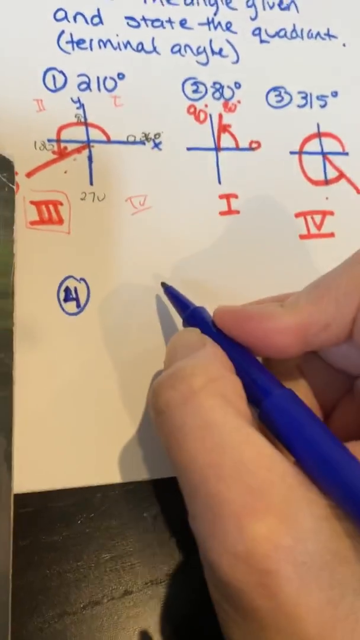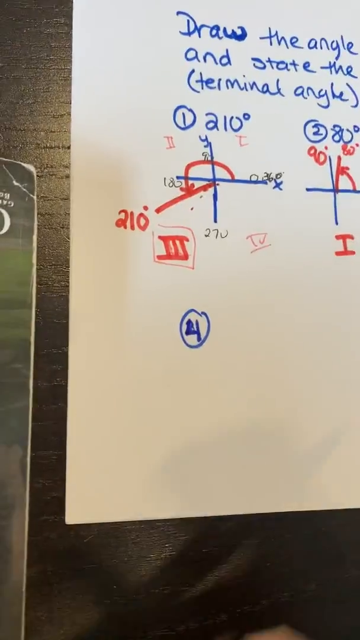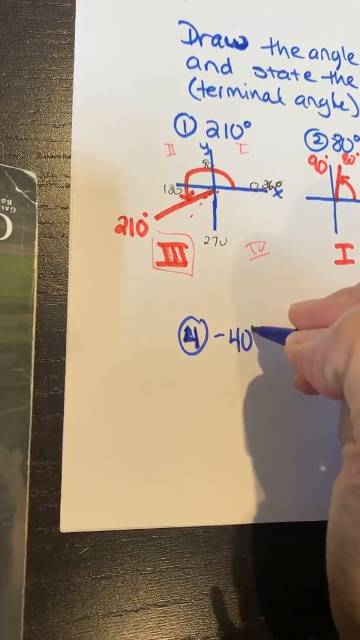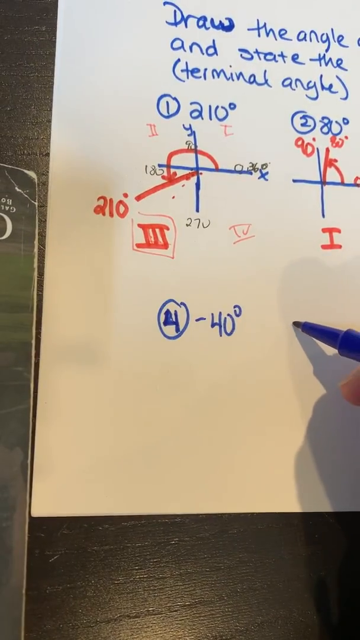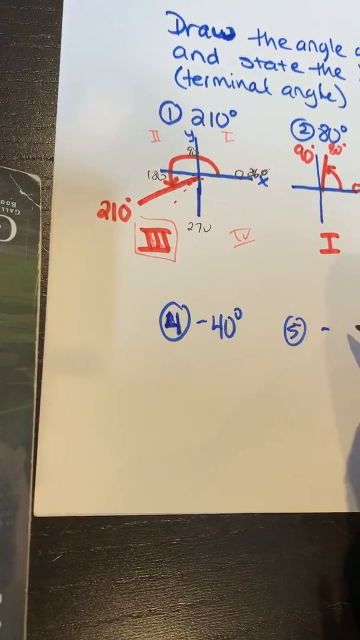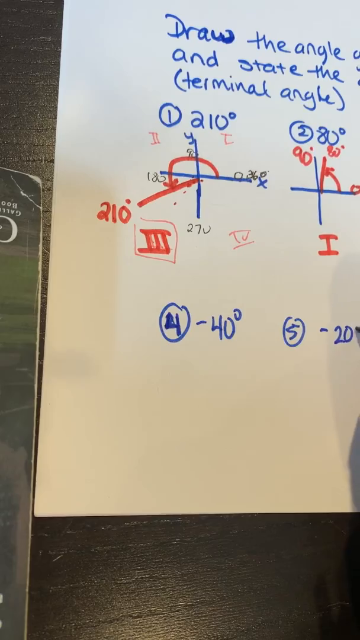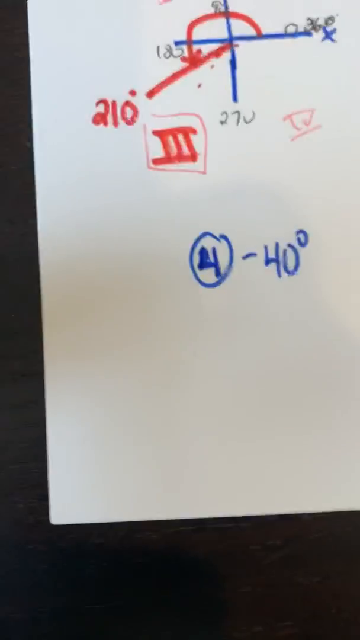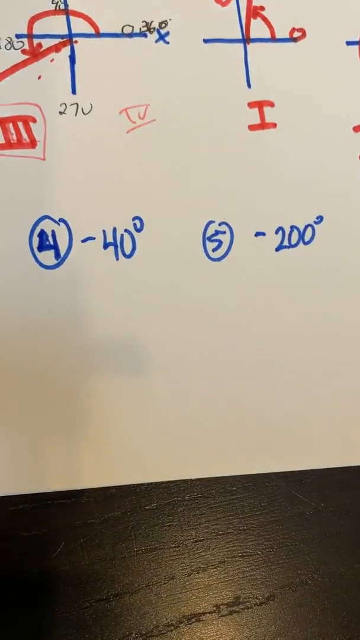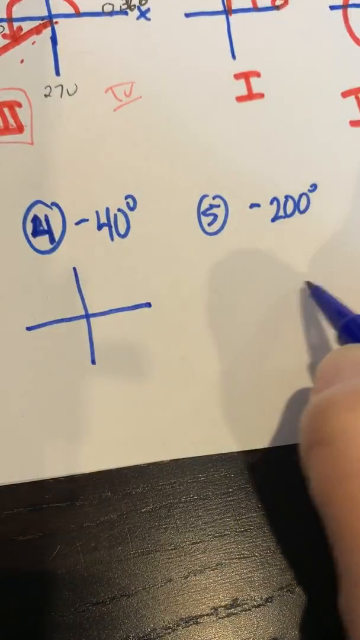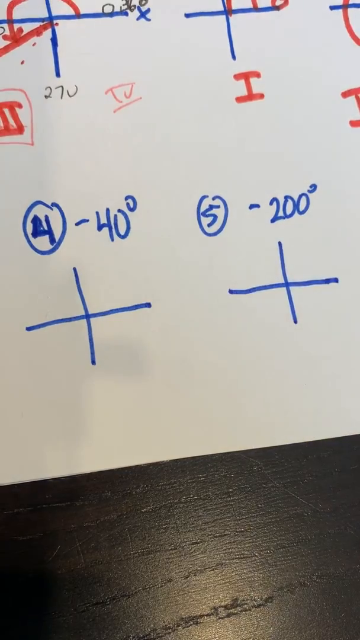Okay, so now let's try something like negative 40 degrees, or number 5, negative 200 degrees. Right? Here's a couple of them. That and that. Sorry. Okay, so I'm going to make this, I'm going to make this. I'm just getting them ready. And then I'm going to get myself here.